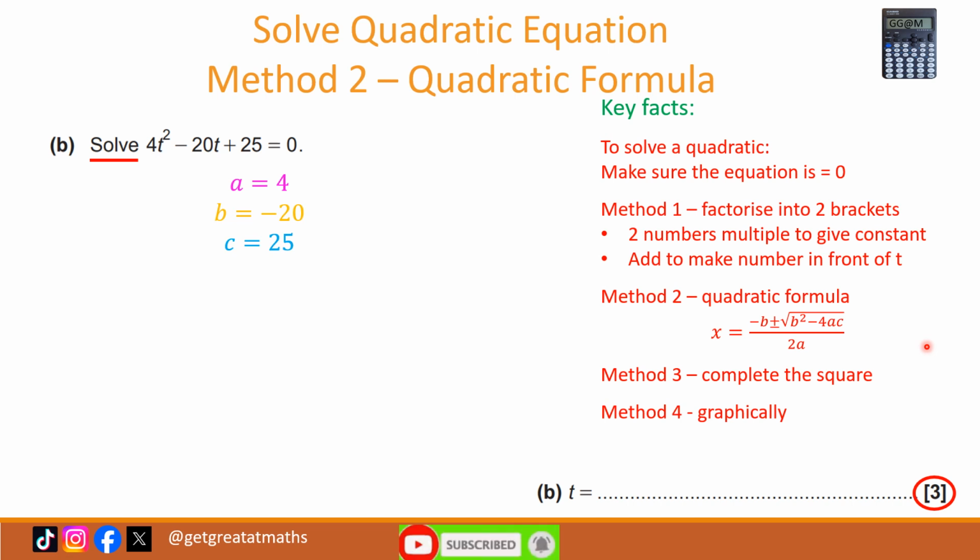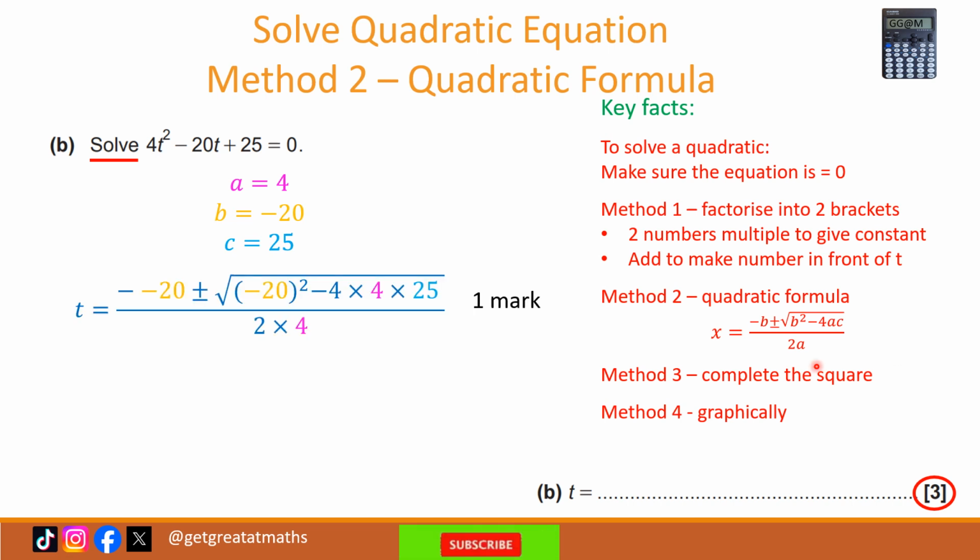So we're going to put all these values into the quadratic formula. The formula says t equals, now remember it is t equals rather than x equals because our equation is in terms of t. So I have t equals minus b, which is minus 20, plus or minus the square root, and remember to put this value in brackets because it's the whole of minus 20 squared, minus 4 times the value of a, which is 4, times c, which was 25, all divided by 2 times the value of a, which is 4.